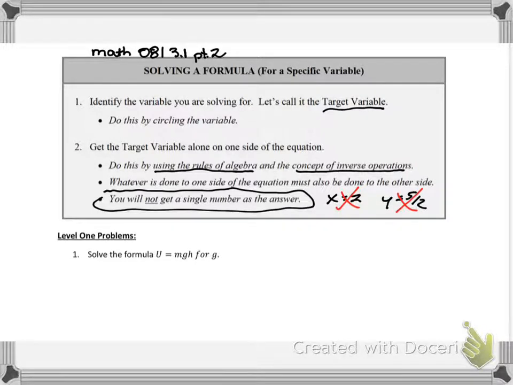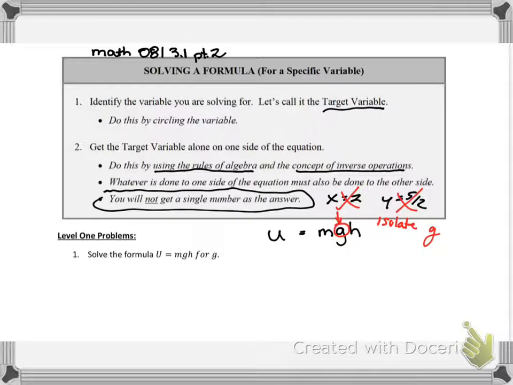So down here we have our first example. It says, solve the formula U is equal to mgh for g. So let's just copy this down. U is equal to mgh. Okay? So our target variable, if we're going to use their vocabulary, is g. So we want to isolate g. That's our goal. Okay? But right now, g is not isolated, right? G has an m and an h attached to it.